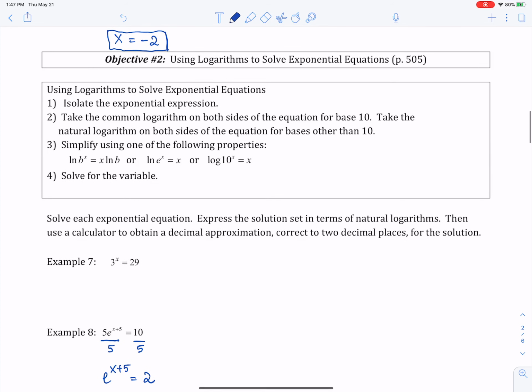Then we are going to simplify using one of the following properties: the power rule for exponents, or ln of e to the x is equal to x, that's a property of logarithms, or log of 10 to the x is equal to x, again a property of logarithms. Based on those, we're going to solve.